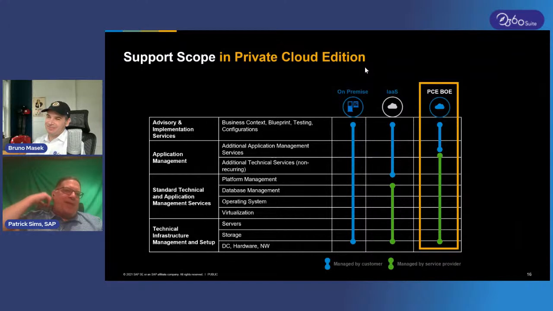In terms of scope, I think this is important to bring up too. So if you look at on-premise, right, you've got everything from technical infrastructure up through management services, the management of the application itself, and then advisory and implementation. If you deployed business objects in the cloud on your own with a partner in an infrastructure as a service kind of a mode, they would handle the first two and then you would be working on the application management and the advisory side. PCE bumps that up so that you're only having to deal with part of the application management.